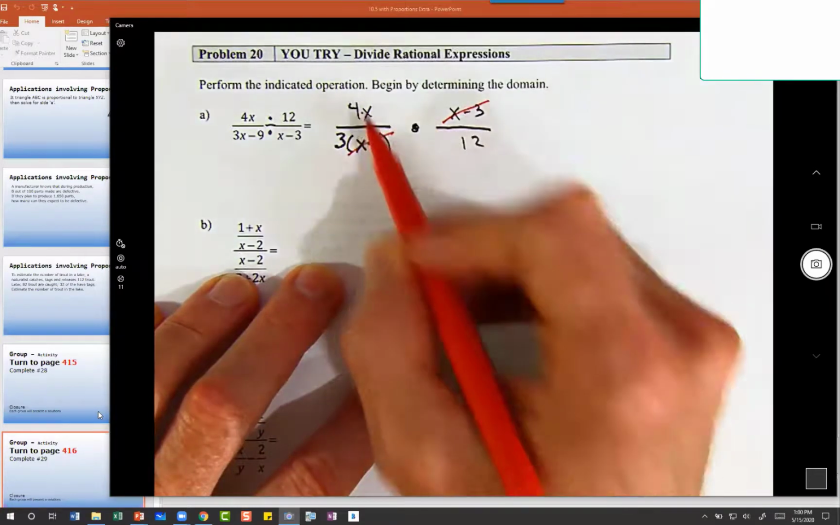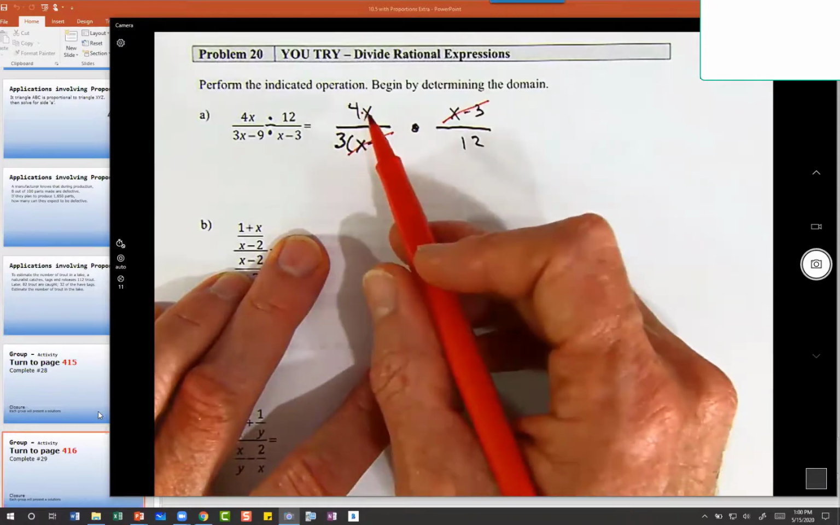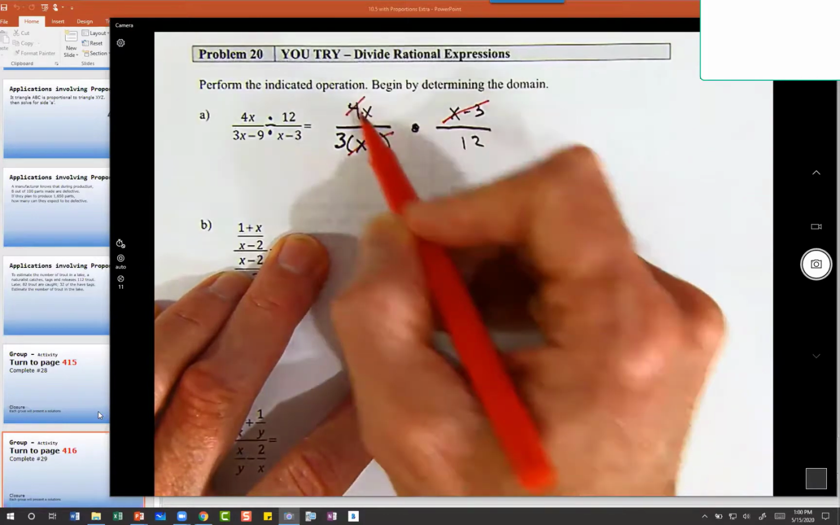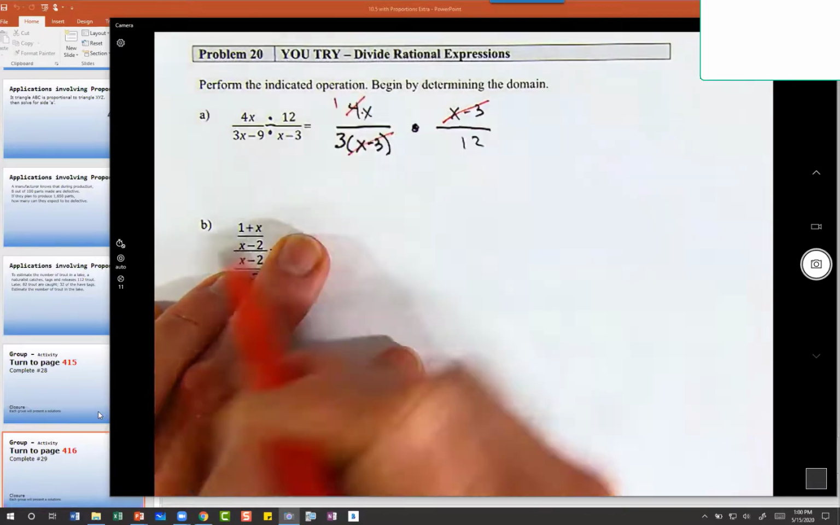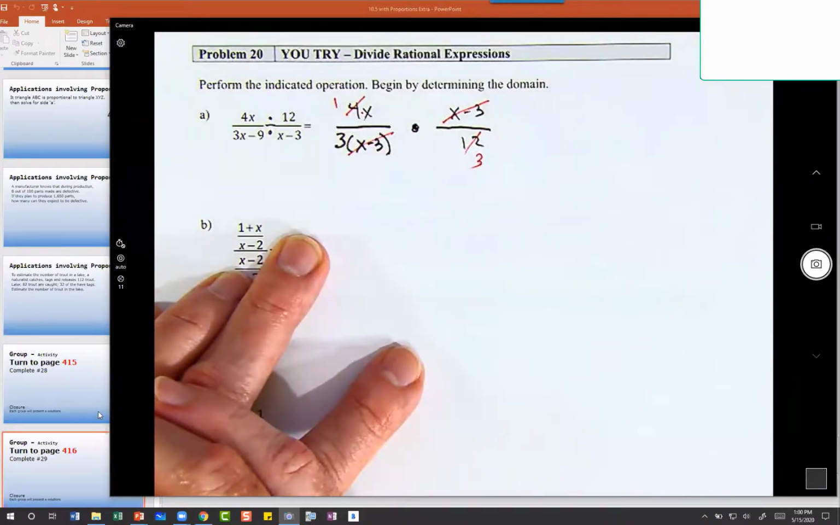This is a multiply. And this is a divide. You can reduce multiplying by 4, dividing by 12. There is a common factor of 4 that goes into both of these. 4 goes into itself once. 4 goes into 12 3 times.